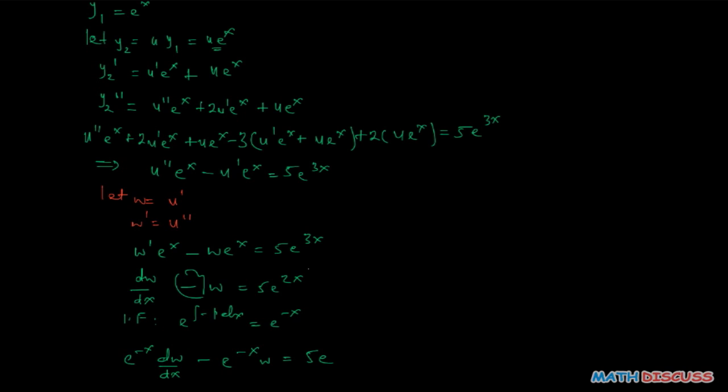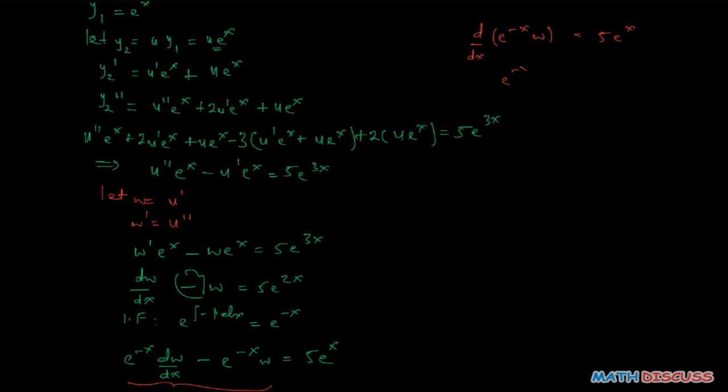So e to the power 2x times that is going to give us 5e to the power x. So let's continue. This could be written as, like we've done so far, which we've explained in past videos, d/dx of e to the power minus x w equals 5e to the power x. So we want to find w, so we integrate both sides.